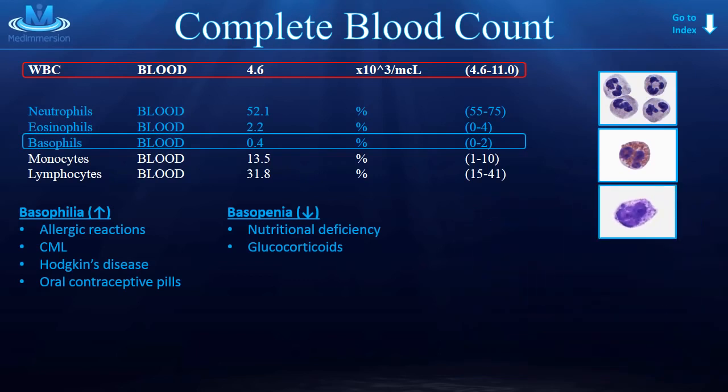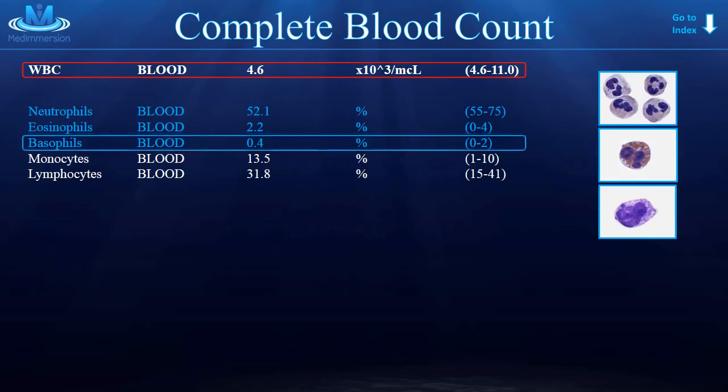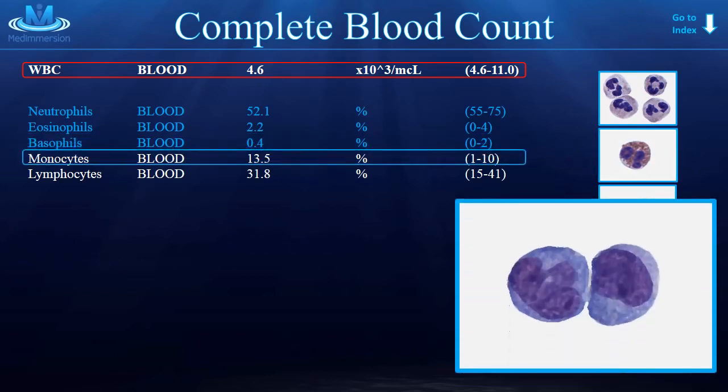Now on to monocytes. Monocytes are the largest of all the white blood cells. That makes them a little bit easier to pick out on a microscope slide. They can approach 3 times the diameter of a red blood cell.